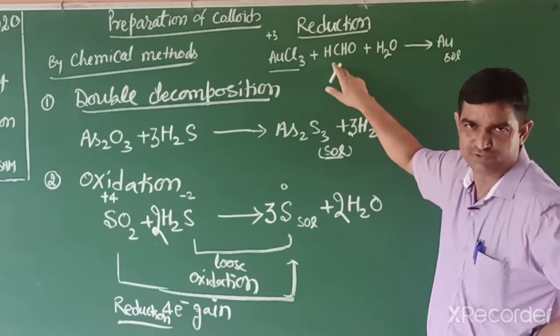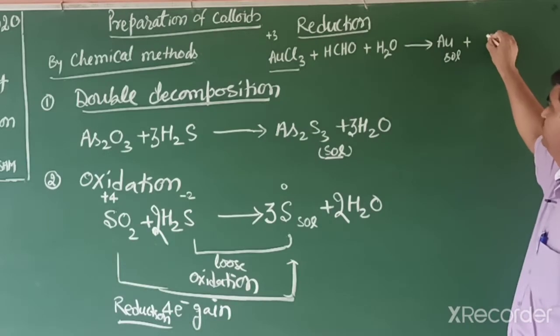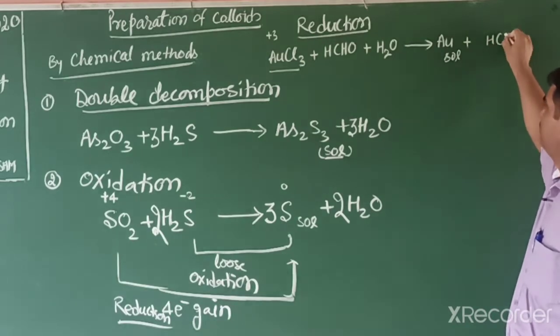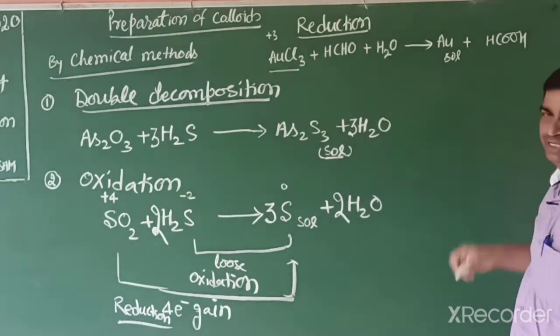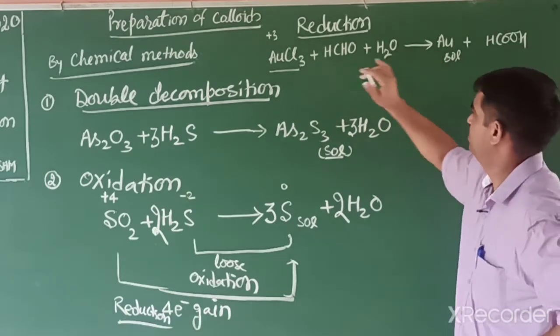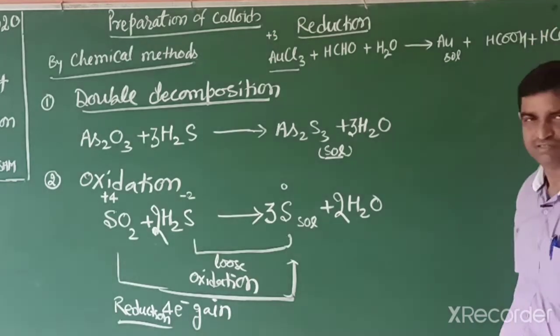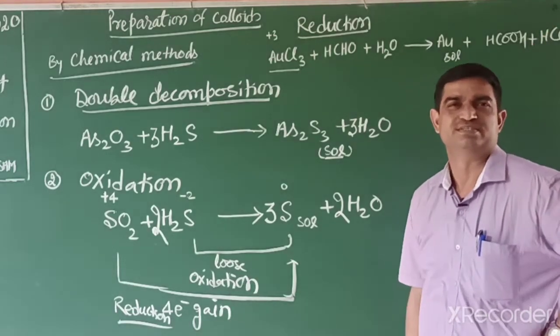This one is a reducing agent: the aldehyde converts into carboxylic acid. So this aldehyde converts into carboxylic acid, formic acid, 1 mole of acid. And further, what happens? This converts into HCl. So like this. Now we want to balance this reaction.